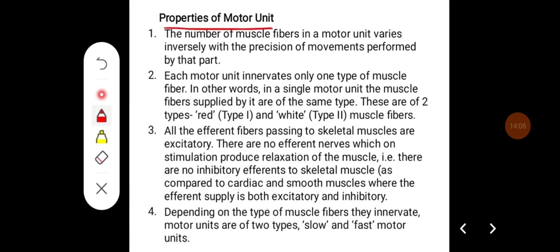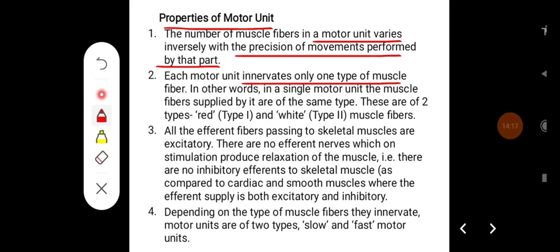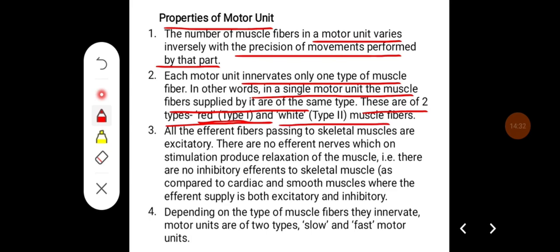Properties of motor unit. The number of muscle fibers in a motor unit varies inversely with the precision of movements performed by that part. Each motor unit innervates only one type of muscle fibers. In other words, in a single motor unit, the muscle fibers supplied by it are of the same type. There are two types, that is red type, also called type 1, and white muscle fibers, also called type 2 muscle fibers.